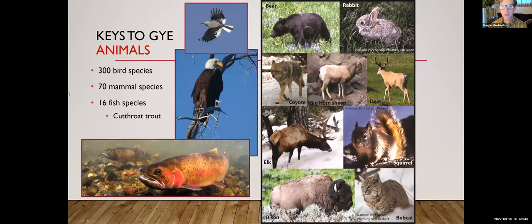There are over 300 birds in Yellowstone. There are over 70 mammal species. There are 16 fish species in Yellowstone. Many of these animals and fish were hunted and gathered by Native Americans and are quite important. Among the more important that were hunted by Native Americans in Yellowstone, bear were hunted, rabbits, wolves, coyotes, bighorn sheep, deer, elk. You might see mountain goats in Yellowstone today, but those were introduced in the early 20th century. They are not native to Yellowstone, so Native American hunter-gatherers never hunted mountain goats in the park.